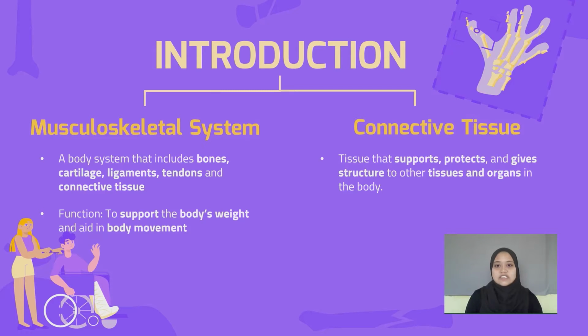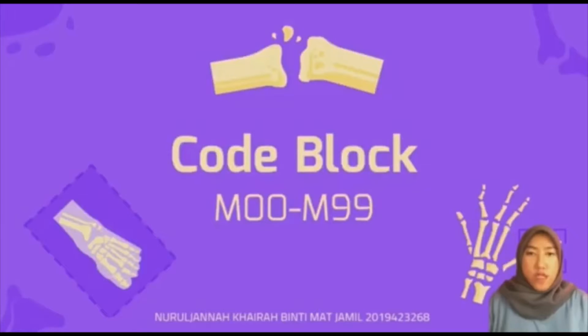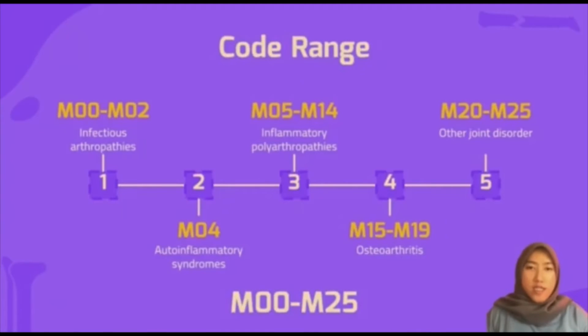Connective tissue is the tissue that supports, protects, and gives structure to other tissues and organs in the body. The code block for Chapter 13 consists of codes M00 until M99. Now, let's look at the code range for M00 until M25.